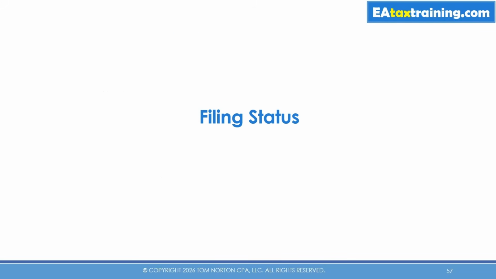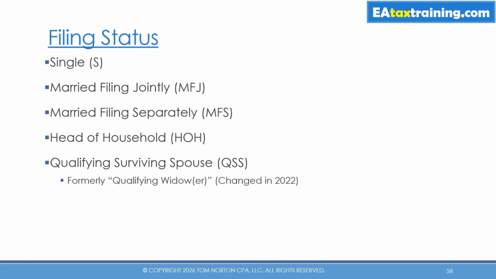Our next topic is filing status. So we've referred several times already to filing status. So let's look at that in some detail. There are 5 filing statuses: single, married filing jointly, married filing separately, head of household, and qualifying surviving spouse. Qualifying surviving spouse used to be called qualifying widow or qualifying widower. They changed it back in 2022. Sometimes if you're out doing research and Googling around, you may still see qualifying widow or widower. Just know that that now is qualifying surviving spouse.